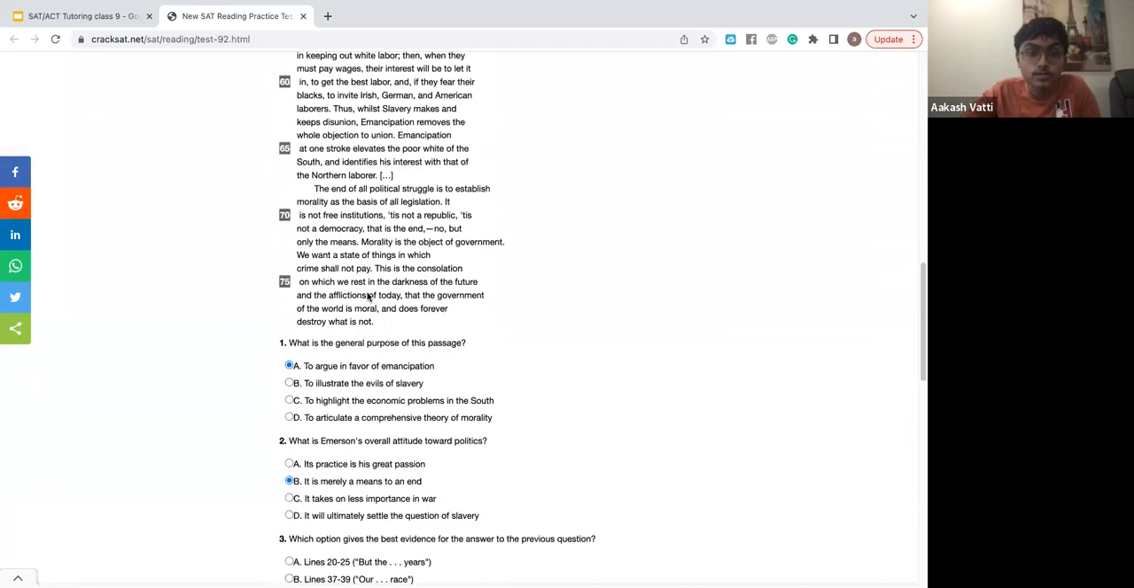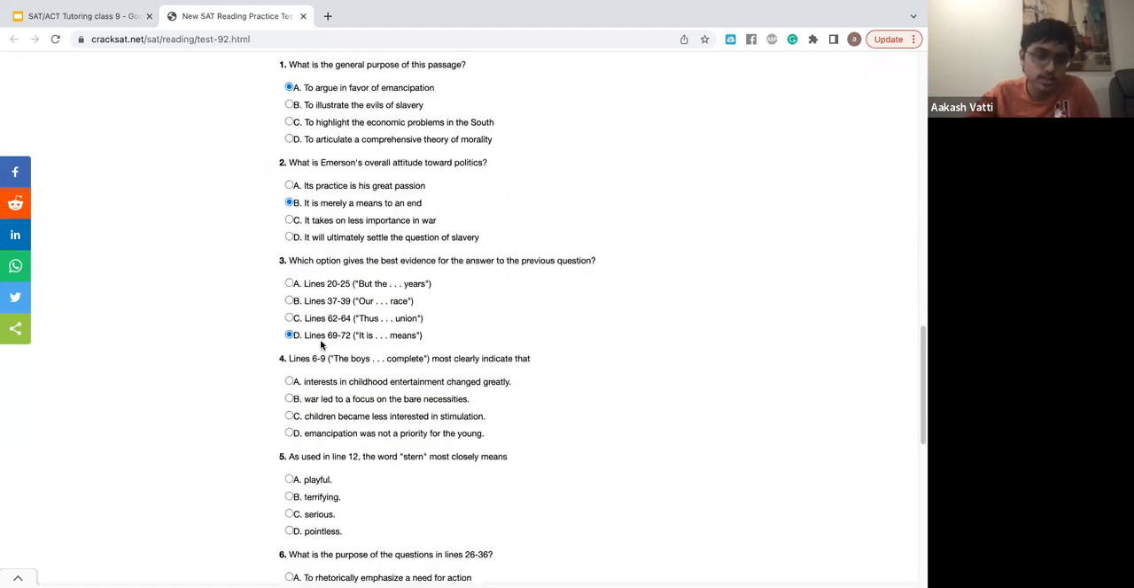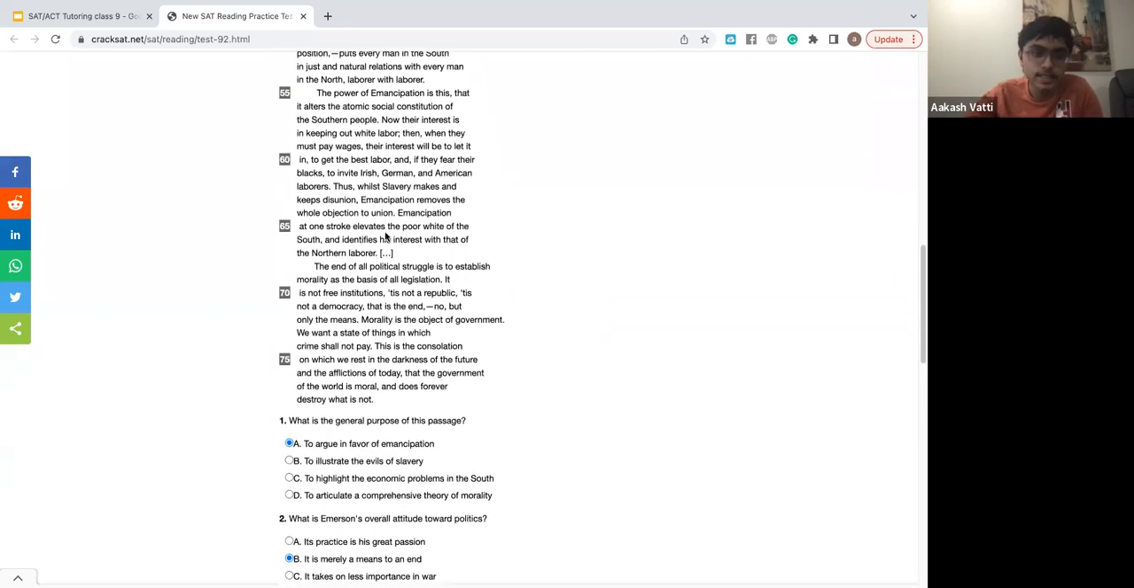62 to 64, thus right here. Again, doesn't say politics. No politics stuff in here. Therefore, that can't be the answer either, because our answer has to prove why politics is a means to an end. And therefore, answer D is our answer, because as I said before, it says right here, the end of all politics is just to do this, and it is not the end. And yeah.